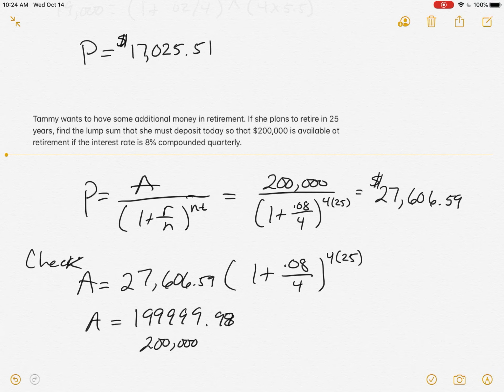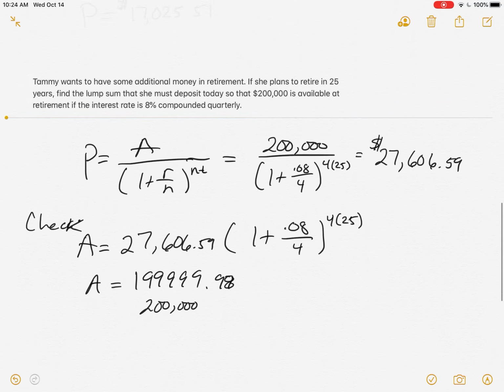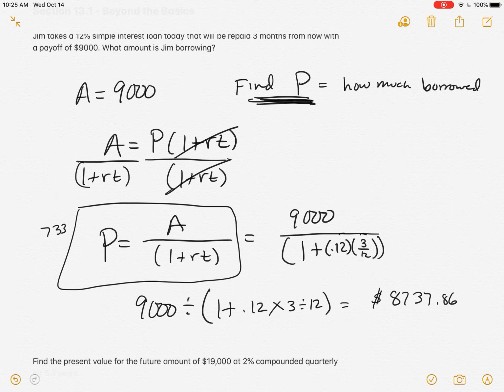So if she saved 27,607, she'd be a little bit over 200,000. But that's what she'd have to set aside today. So it seems kind of nice. I don't know many of us that have an extra 27,606 to just set aside. But if you did, it would grow to 200,000 if you could count on that 8% rate happening on average over those 25 years, compounded quarterly. So just some further applications that are done in the homework. So that's what we're looking at in this 13.1 section.